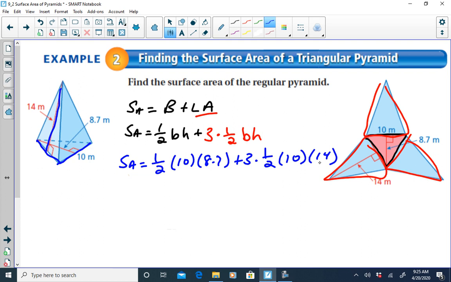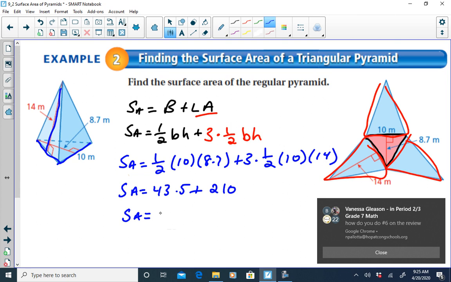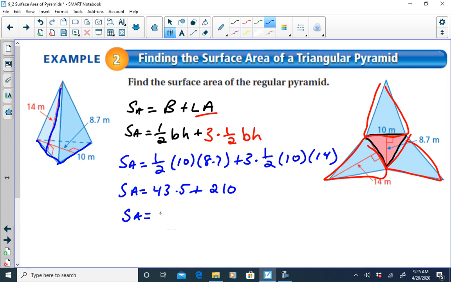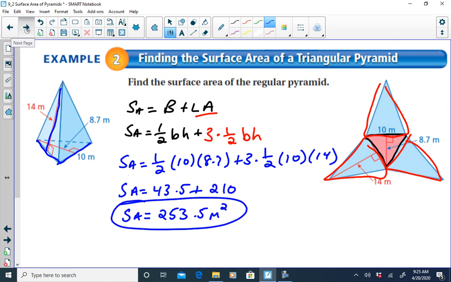Now we use our calculators, right? Surface area is going to be equal to, well, what's 1/2 of 10 times 8.7? That's going to be 43.5 plus 3 times 1/2 times 10 times 14. That's 210. So the surface area is going to be equal to the 43.5 plus the 210. All right, and that's going to be 253.5 square meters. All right, so we'll do a couple more of those.